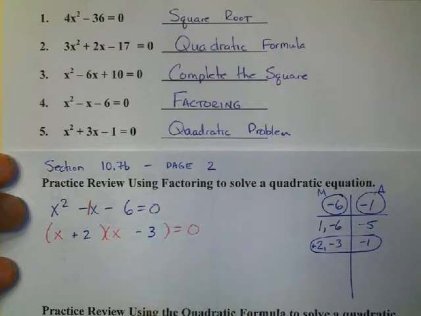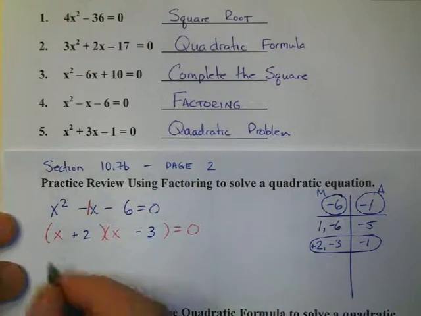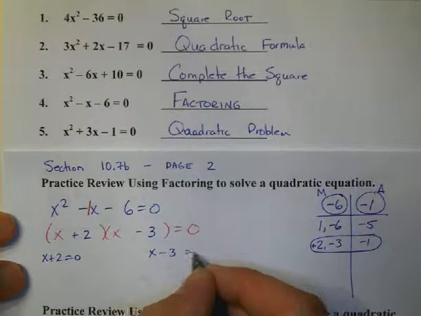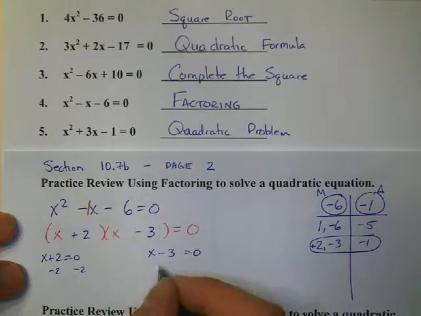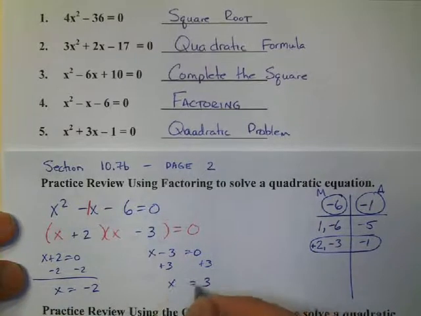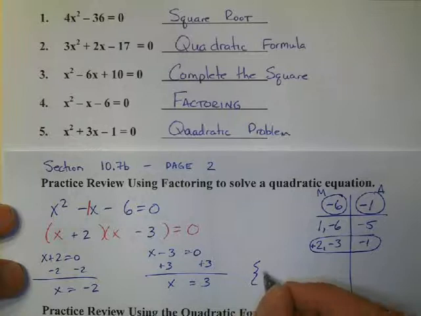Our 2 factors are found. We have an x and an x, and then we can use the plus 2 and the minus 3 from our factor tree over on the right to fill in our factors. We set each factor equal to 0, and then we're going to solve each factor.